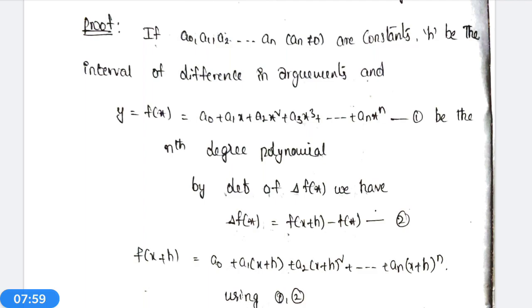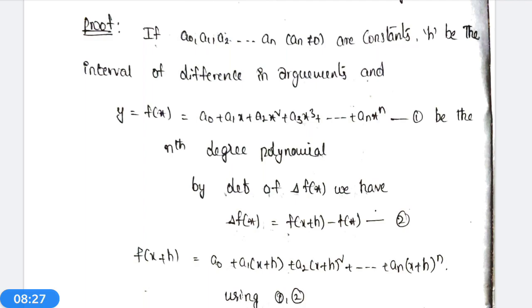What is f of x? f of x is a0 plus a1x plus a2x square plus etc. plus an x power n. What is f of x plus h? f of x plus h is a0 plus a1 into x plus h plus a2 into x plus h whole square plus a3 into x plus h whole cube plus etc. plus an minus 1 x power n minus 1 plus an x power n. That is f of x plus h.